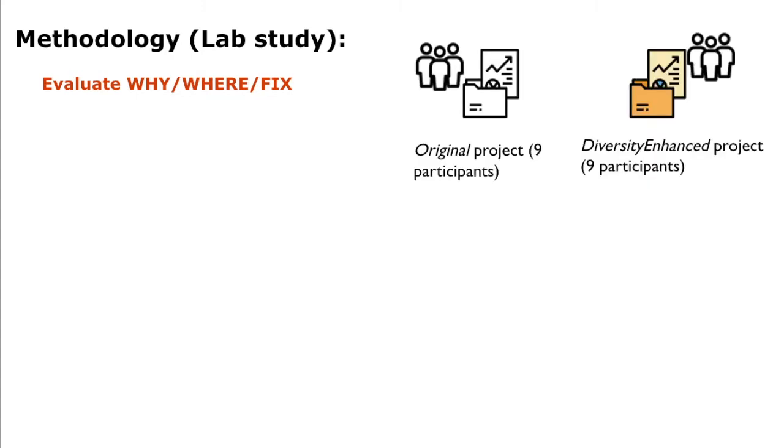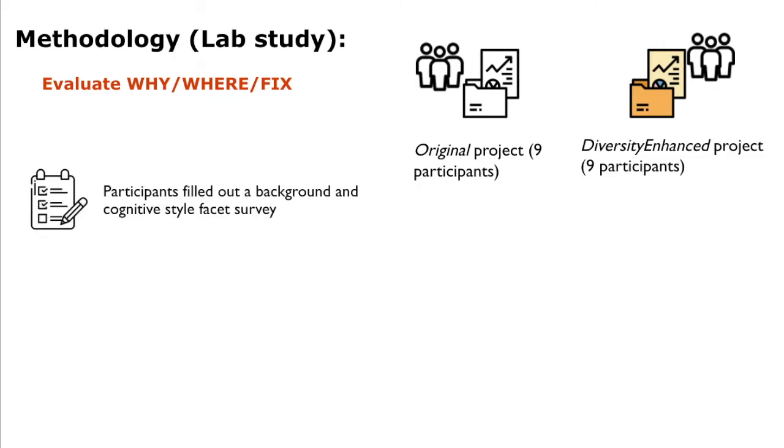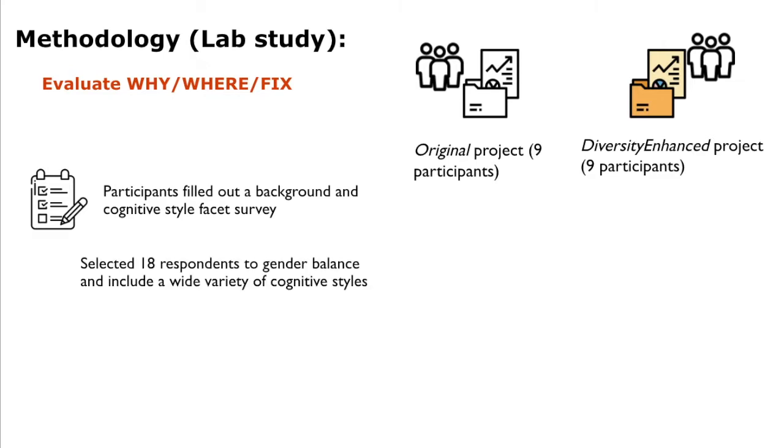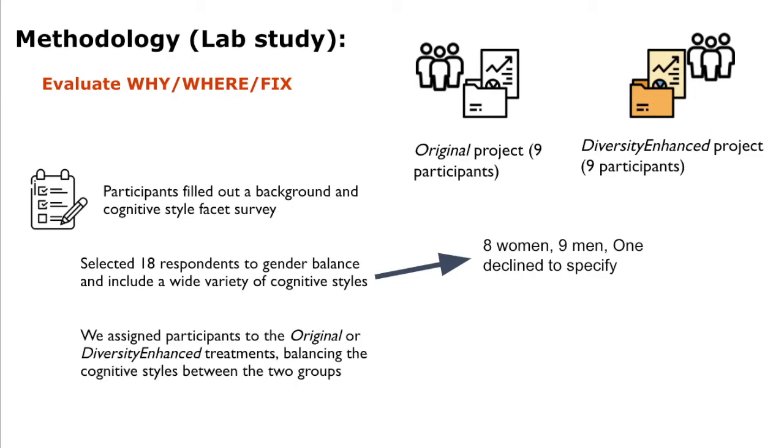We recruited 31 participants from a large US university. These participants filled out a background and cognitive style facet survey, which helped us select 18 respondents to gender balance and include a wide variety of cognitive styles. This resulted in our participants having this gender distribution: 8 women, 9 men, and 1 declined to specify their gender. We assigned participants to the original or diversity enhanced treatment, balancing the cognitive styles between the 2 groups.